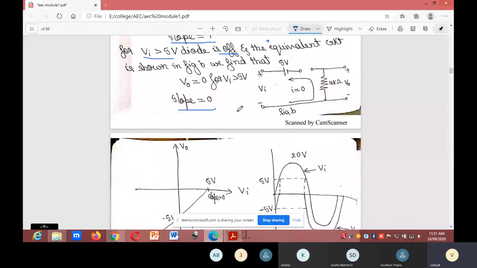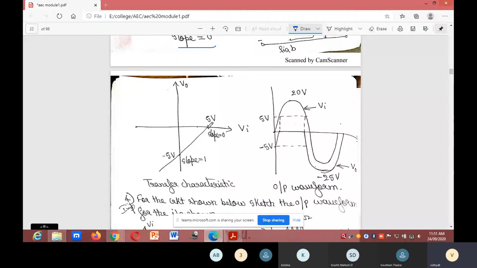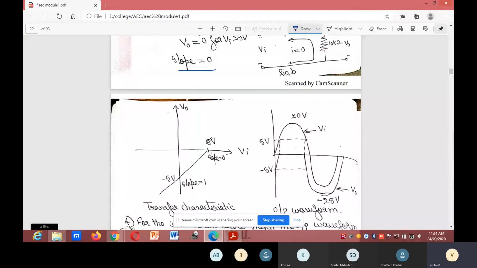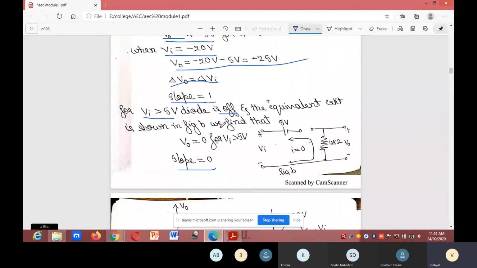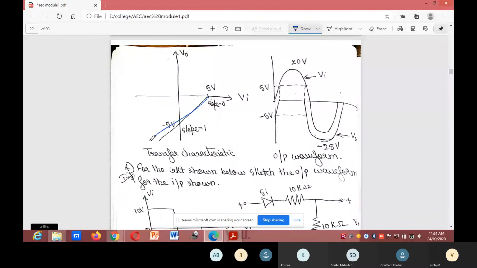When Vi is less than 5, what did we get? The slope is equal to 1. But when Vi is equal to 0, the output is -5. So you need to mark that point here and draw the straight line.